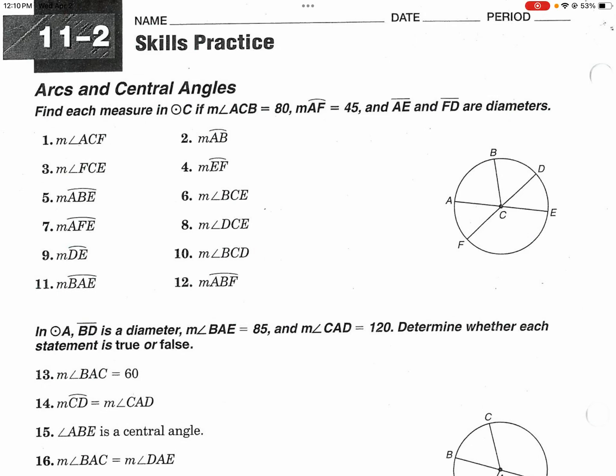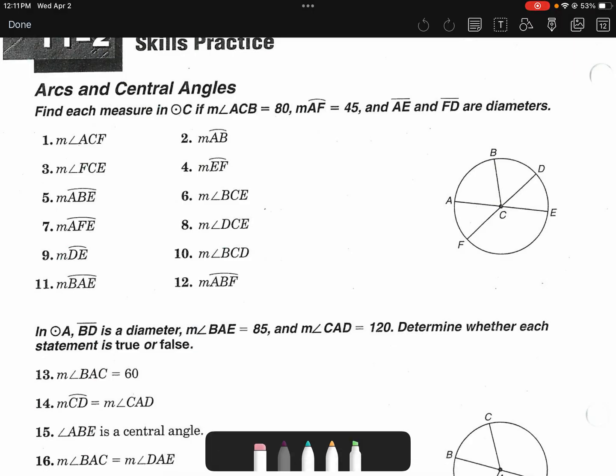This is the skills practice for section 11.2. We're going to find each measure in circle C. They're going to tell you some information, so let's read that info. Measure of angle ACB is 80 degrees. So I'm going to put that info right here on my picture.